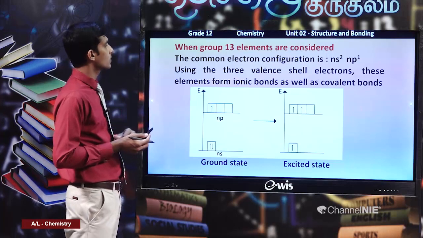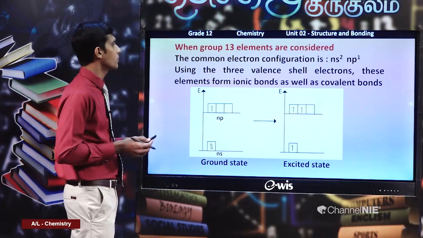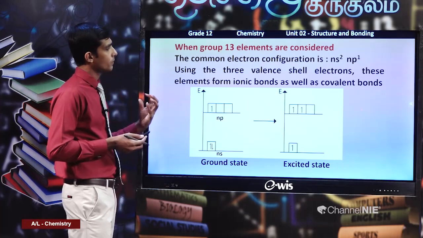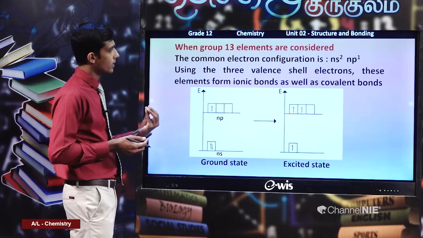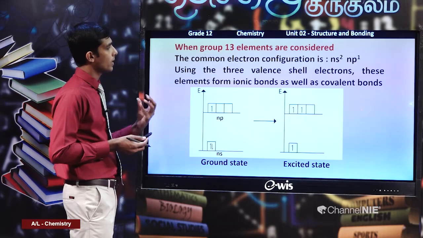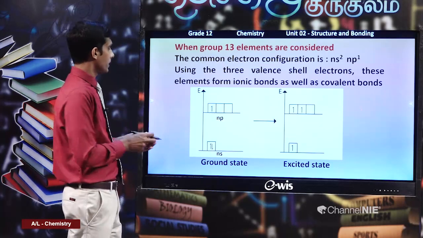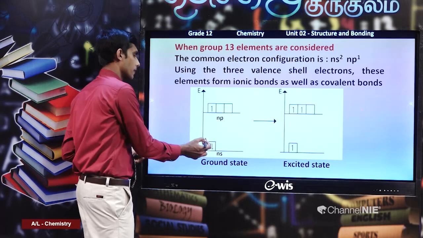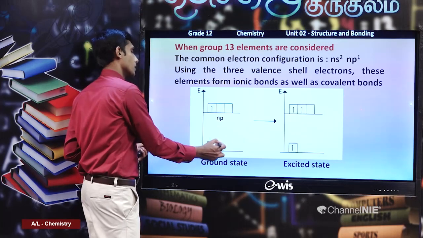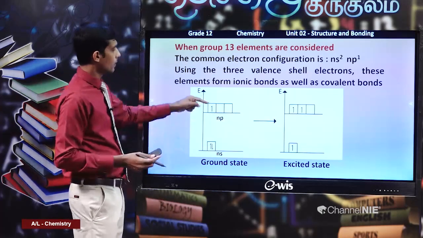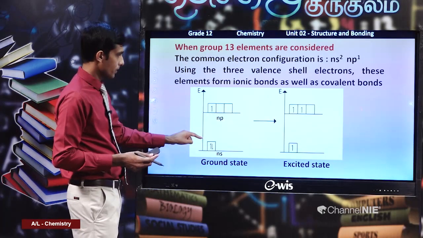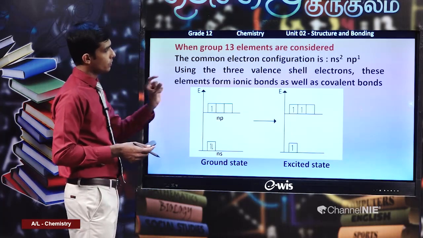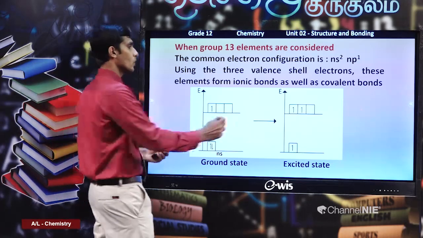But we know elements in group 13, for example boron and aluminium, form 3 covalent bonds. So this method I am going to explain will give you an idea how to deduce the number of covalent bonds that it can form. Now in this ground state low energy subenergy level, there are 2 electrons. So if one electron absorbs a little bit of energy and moves into the high energy subenergy level of the same valence shell, then it will result in 3 unpaired orbitals. Now with 3 unpaired orbitals, this element can form 3 covalent bonds.